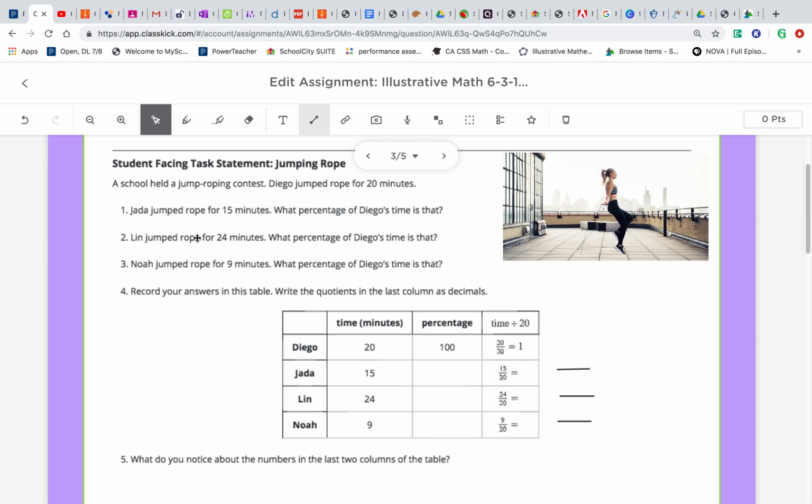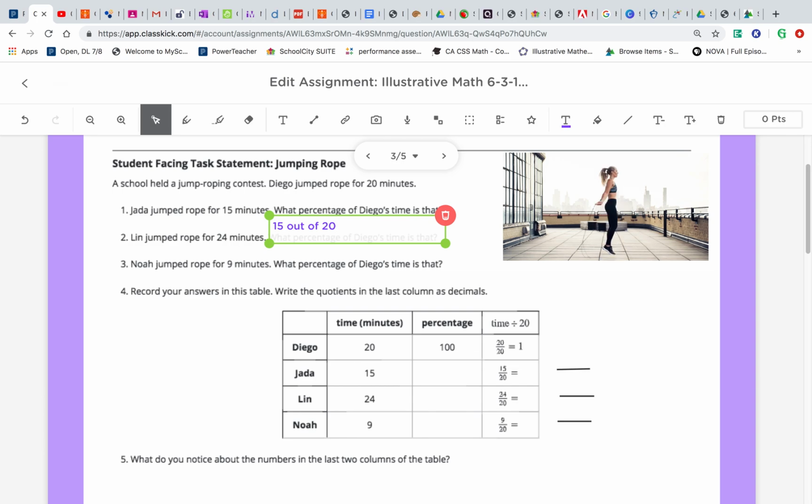All right, so Jada jumped rope for 15 minutes. What percentage of Diego's time is that? So the first thing that's important to understand is that if she jumped rope 15 minutes and we're comparing her to Diego, then we're talking about 15 out of 20. Okay, so 15 out of 20.